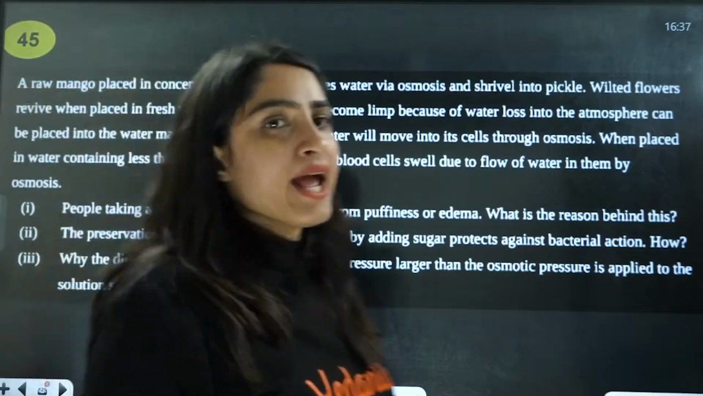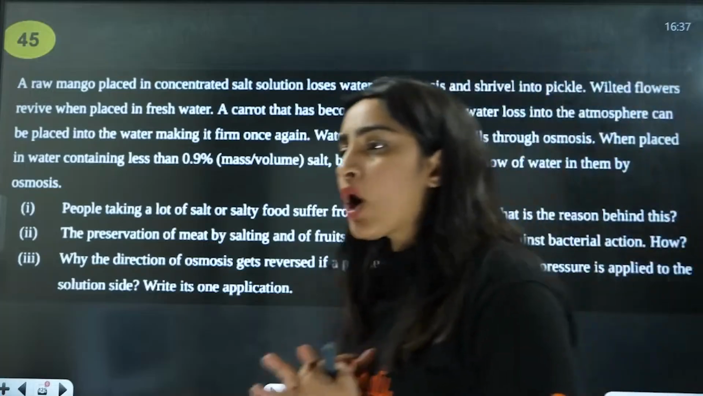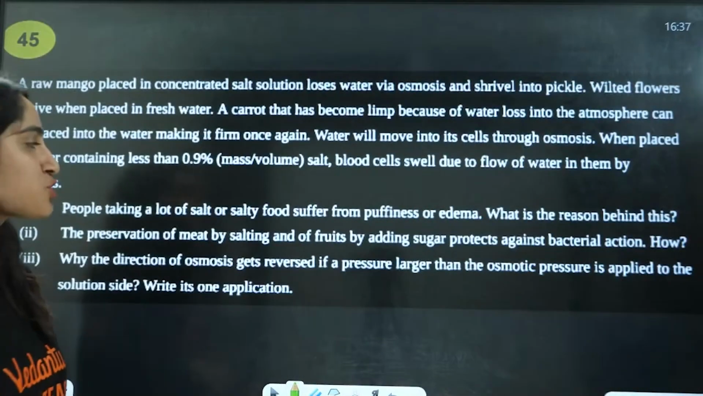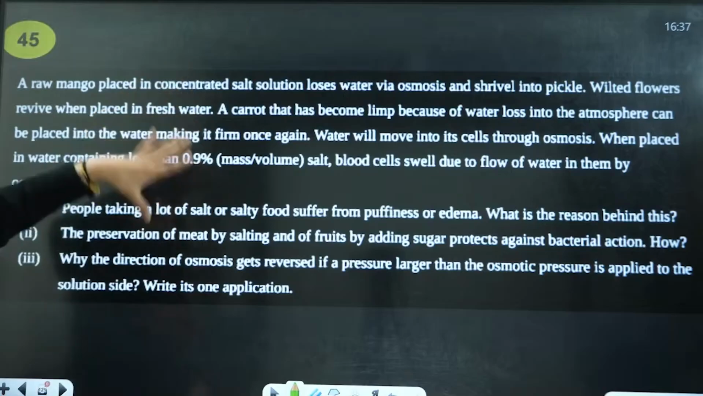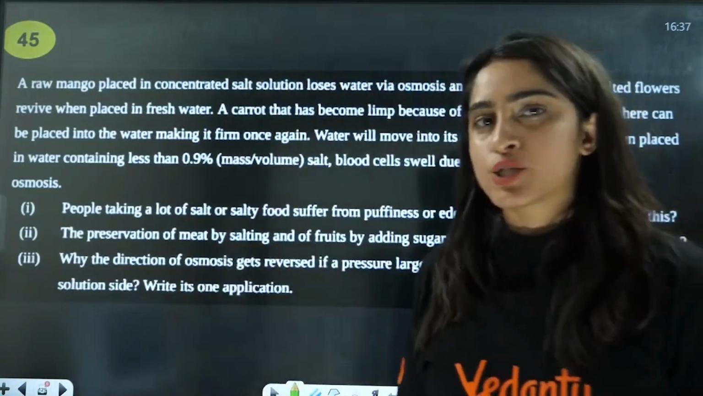Next is related to osmosis. From your solutions chapter, try to go through the paragraph after you go through the question. That is a trick for case-based questions.